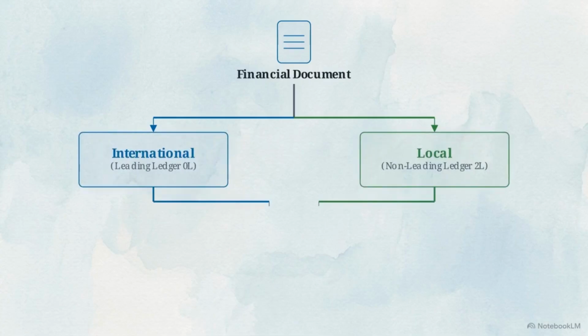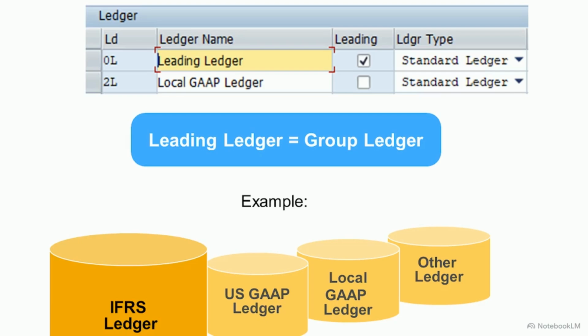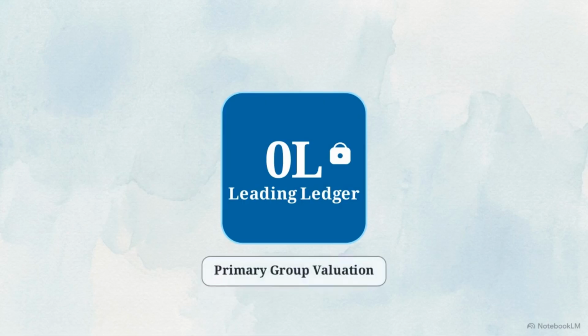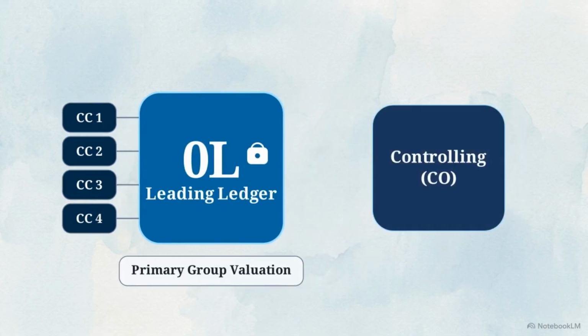To understand what we are verifying, we first need to look at how SAP handles different accounting standards using the ledger approach. This table shows the standard SAP ledger assignment. The anchor of this system is the leading ledger, known as 0L. This ledger comes pre-delivered by SAP. You cannot deactivate it, and it holds your primary group valuation. The rules for 0L are strict. Every single company code in your client is automatically assigned to it. Furthermore, out of the box, only the values posted to 0L will flow into the controlling, or CO module.